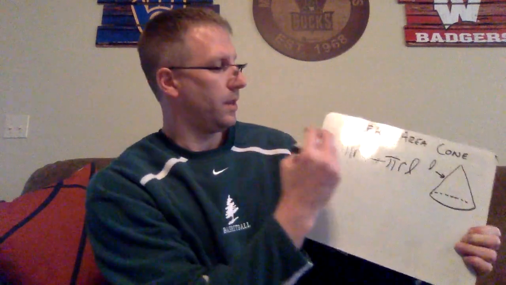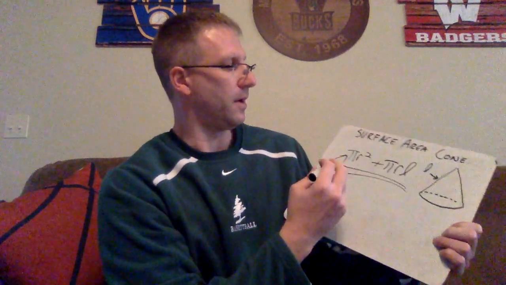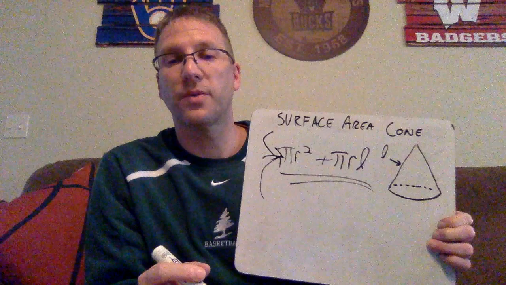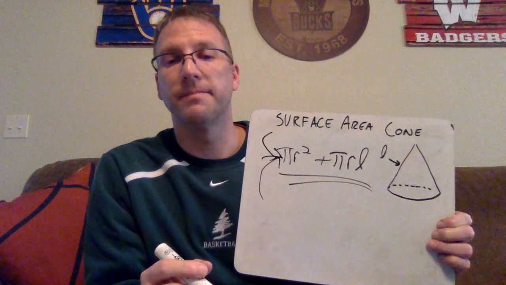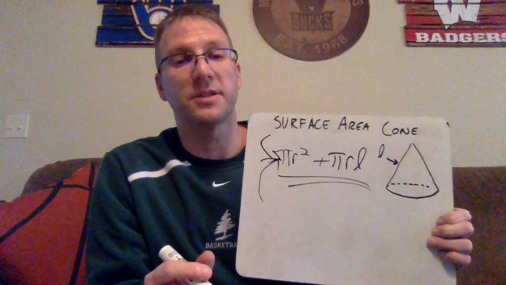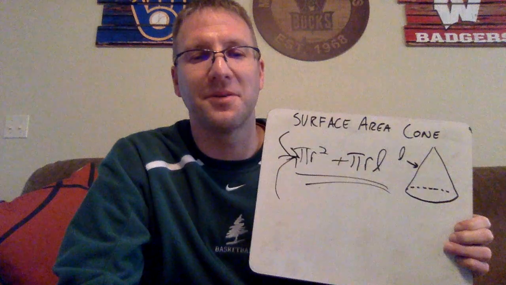This is the surface area of a cone. Ooh, surface area of a cone. Pi r squared plus pi r L. You're welcome. Math just doesn't appear. We make it. Enjoy. Do some problems.